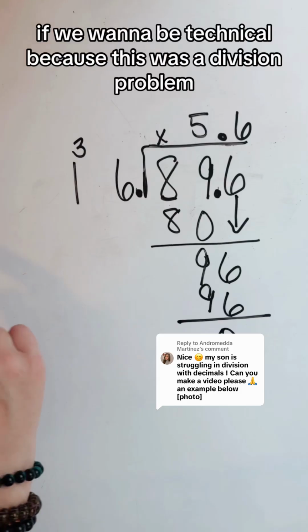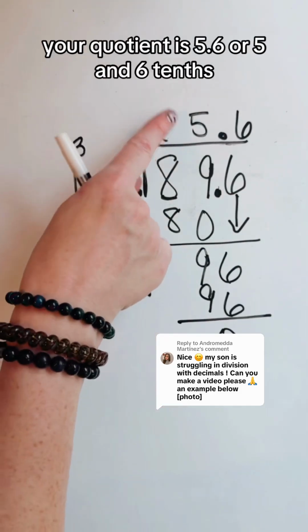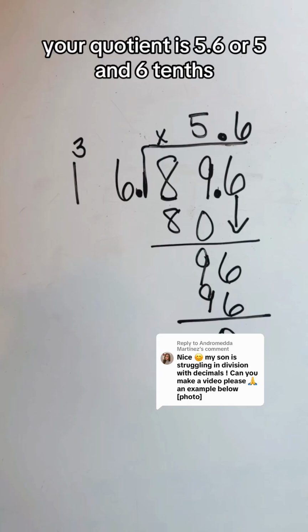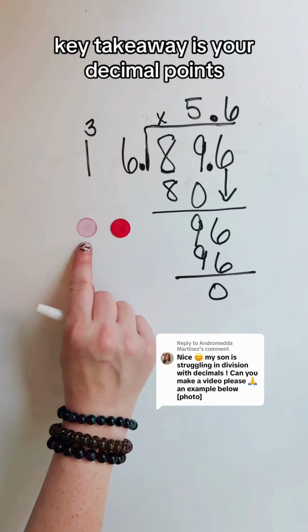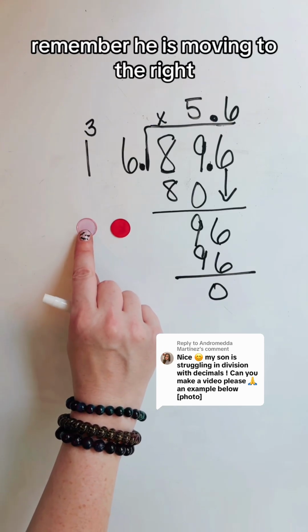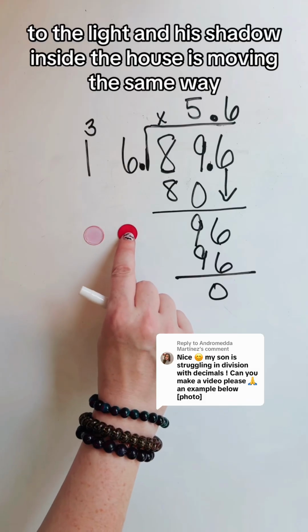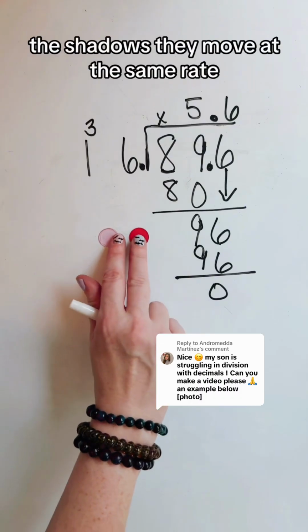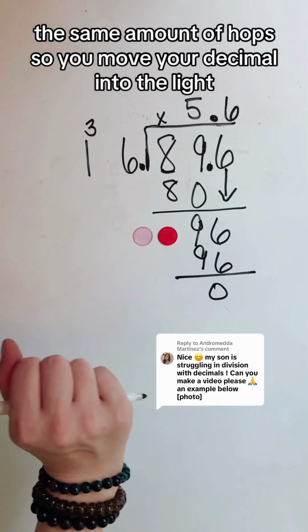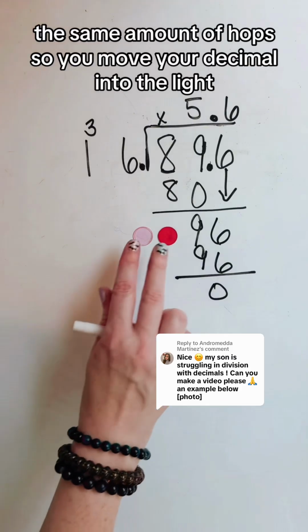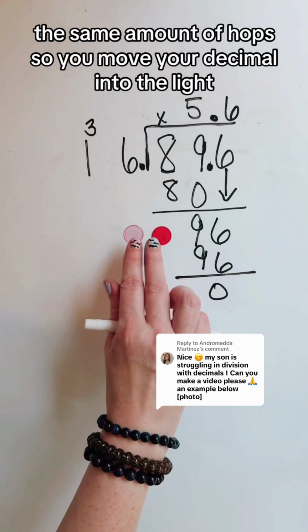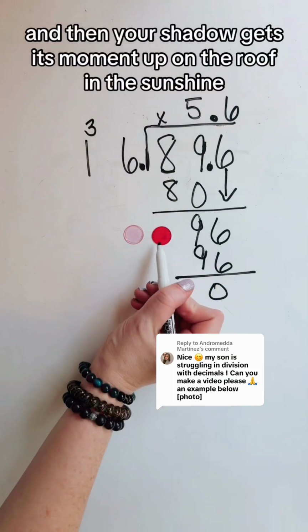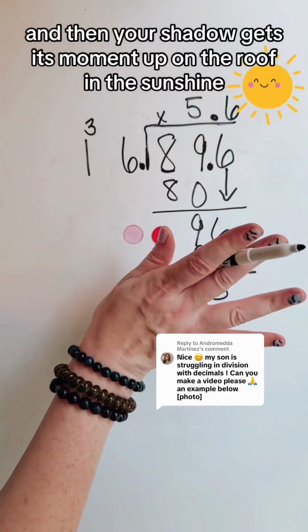If we want to be technical, because this was a division problem, your quotient is 5.6 or 5 and 6 tenths. Key takeaway is your decimal points. Remember, he is moving to the right to the light, and his shadow inside the house is moving the same way. The shadows move at the same rate, the same amount of hops. So you move your decimal into the light, and then your shadow gets its moment up on the roof in the sunshine.